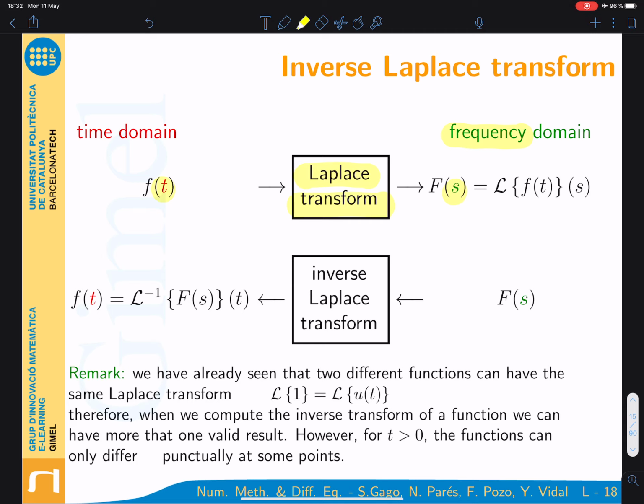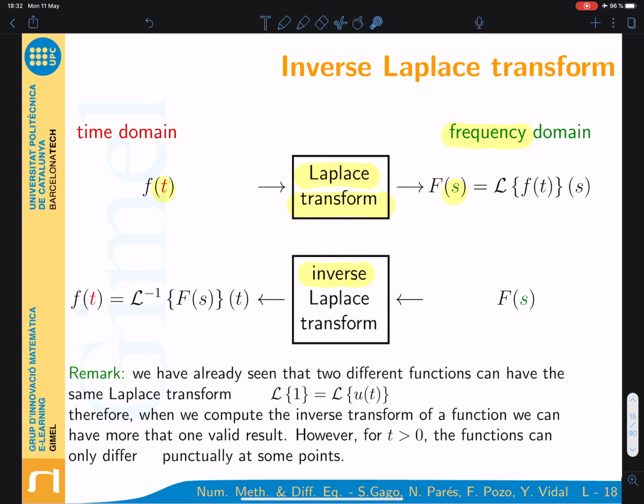Now, we know how to go in this direction. From a function that depends on time, we know how to compute F of s. In fact, we did that for some very basic functions such as the constant function 1, t, and so on. Now, the point is that there is also the way back. So we can really go backwards, and that is called the inverse Laplace transform.